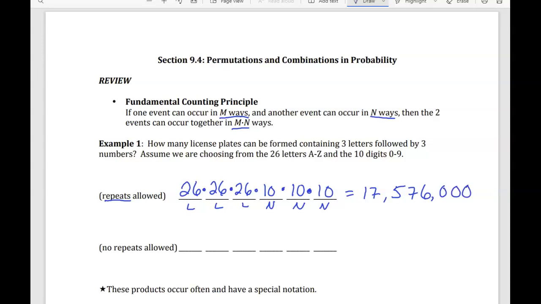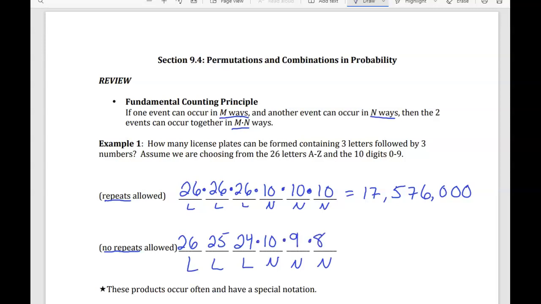Now, when we talk about there being no repeats for my letters and my numbers, I can start out with 26 letters to select from, but if I select an A here, I cannot select an A here. So that means that I only have 25 letters to select from here. And then if I select a B here, then I only have 24 letters to select from. If I select a 0 here, I start out with 10 numbers to select from, and then I go down to 9, and I go down to 8.